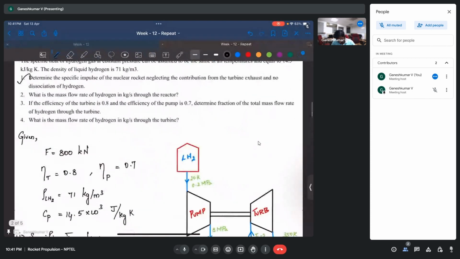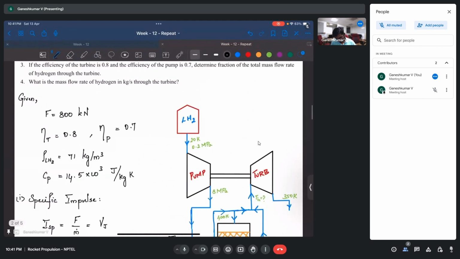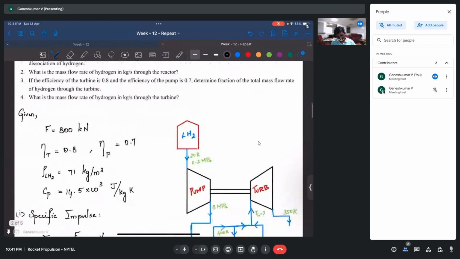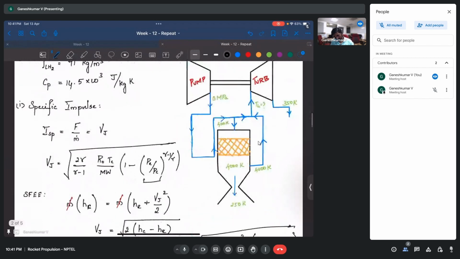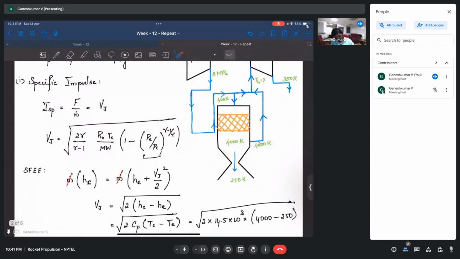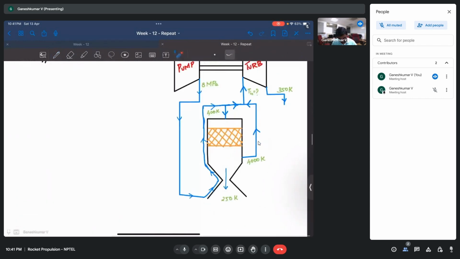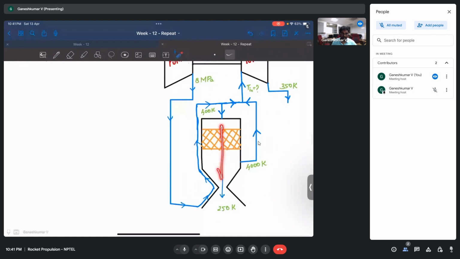Now the second question is, what is the mass flow rate of hydrogen in kilograms per second through the reactor? So we were asked to find the mass flow rate through the reactor, which is going to contribute to the thrust basically.